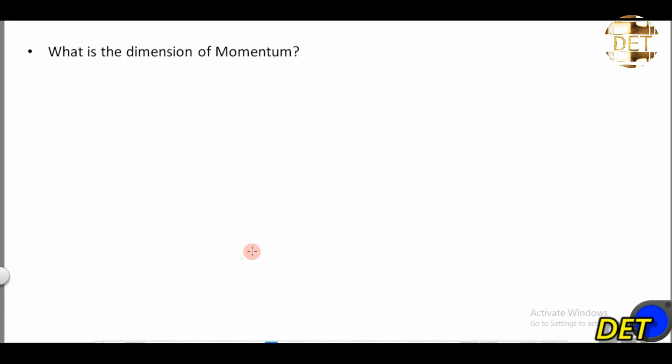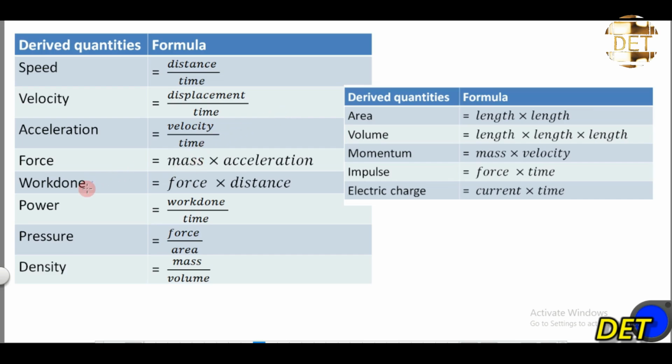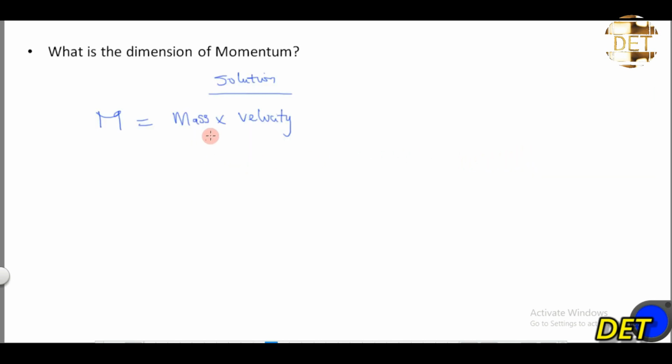So let's look at the last question that we have here. What is the dimension of momentum? Momentum. So the first thing I want to do is to write the formula for momentum, right? So momentum is equal to mass times velocity. Momentum is equal to mass times velocity, right? So mass is a fundamental quantity. So the dimension is M. Velocity is a derived quantity. So we have to look for the dimension of velocity.